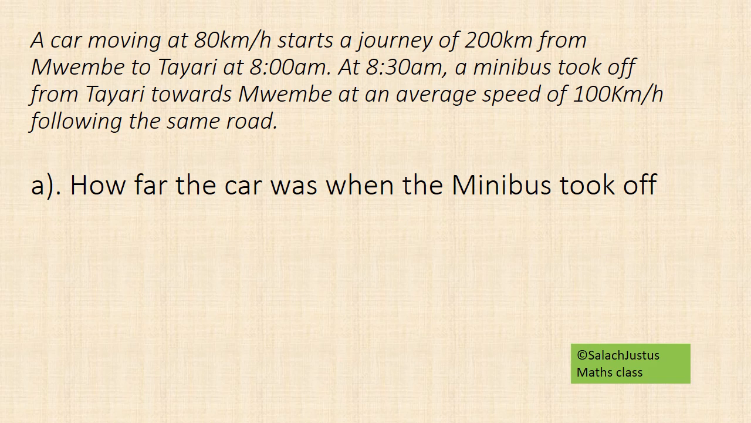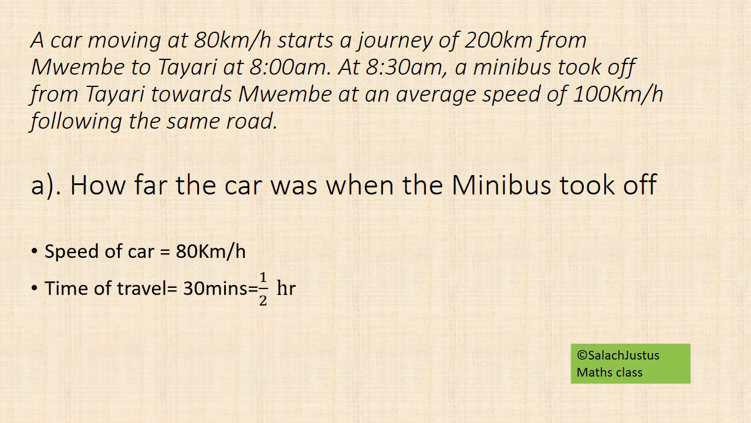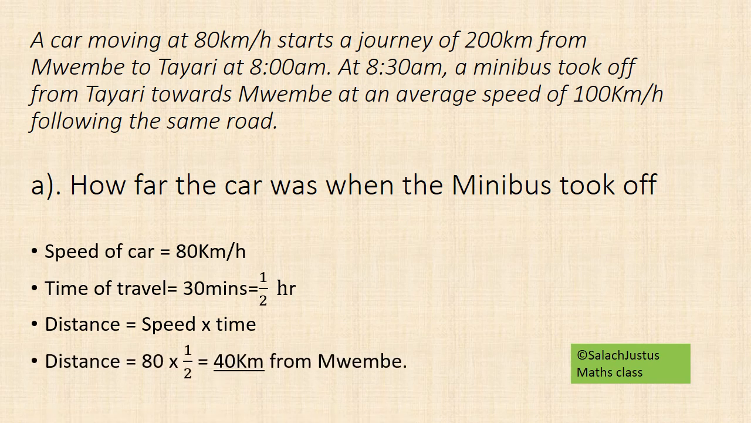First question, how far the car was when the minibus took off. Remember that our car took off at 8 and the minibus took off at 8:30. So there is a travel time of 30 minutes before the minibus took off. So speed of the car is 80 kilometers per hour, travel time half an hour, distance is speed times time. Distance therefore shall be 80, speed of the car, times a half, time traveled, giving us 40 kilometers from Mwembe.